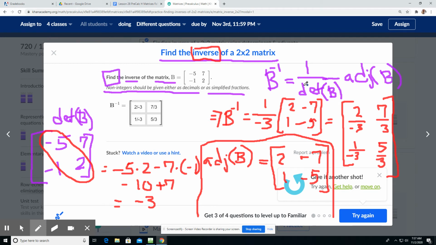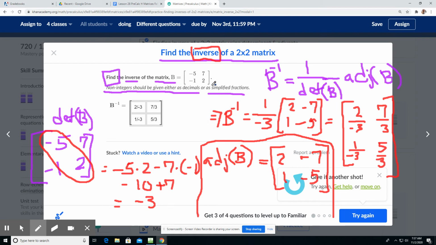So 1 over the determinant. Let's check the determinant. -5 times 2 is -10, check. And -1 times 7 is -7, and that's a negative right there. We're subtracting these two, so that would be a plus. So -3 is the determinant. That seems fine. That goes in the bottom of our fraction, times the adjugate. Got it right that time.